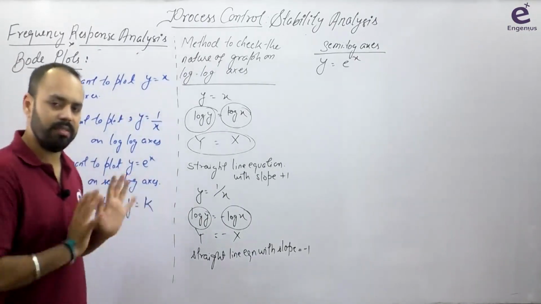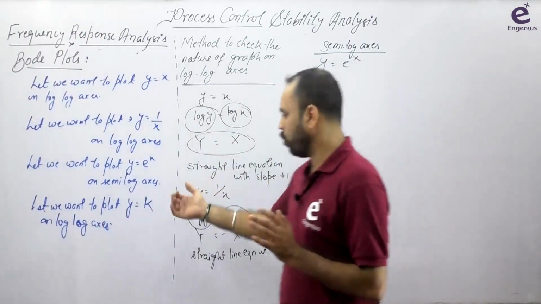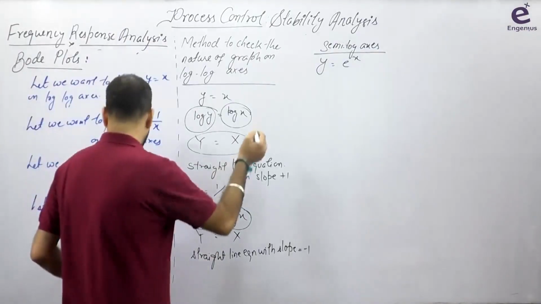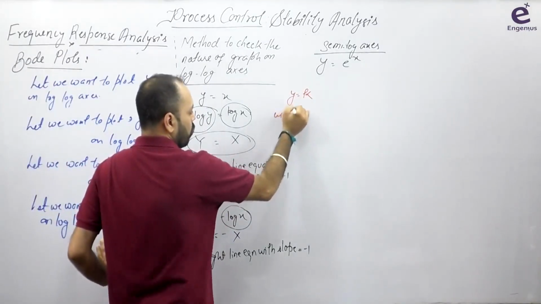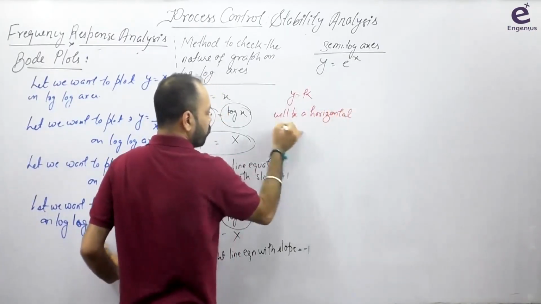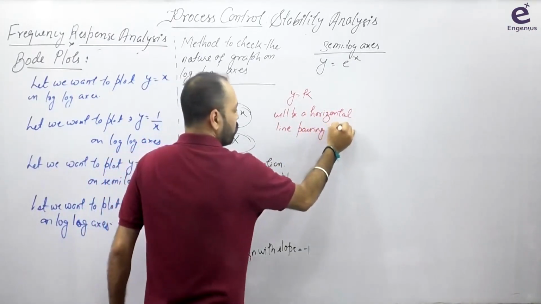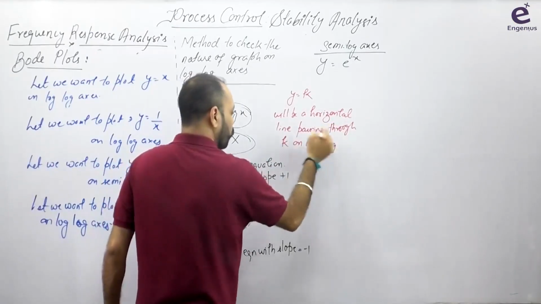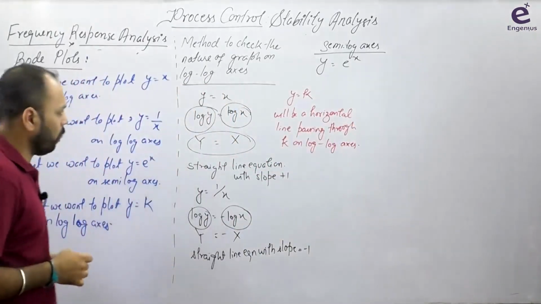And this much is what you need for Bode plots. If you understand this much, Bode plot is perfectly alright. Actually, in most cases, what about this one? Y is equal to constant on log axis, right? So on log axis, y is equal to k will be a horizontal line passing through k on log axis. It will not pass through log k, it will pass through k on log axis. That is the graph of y is equal to k on log axis.